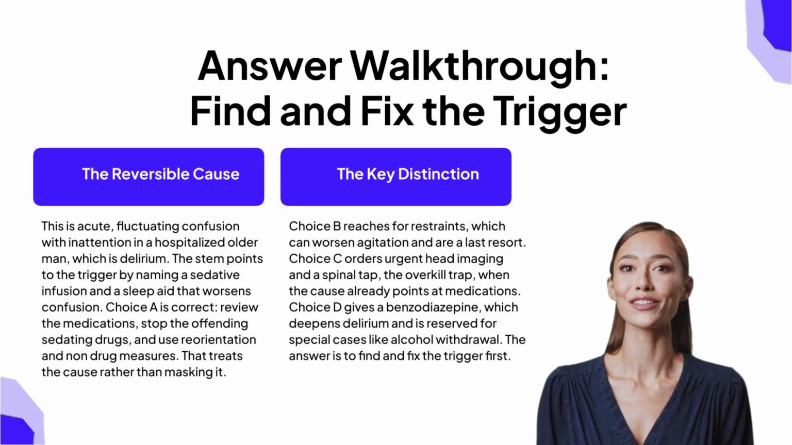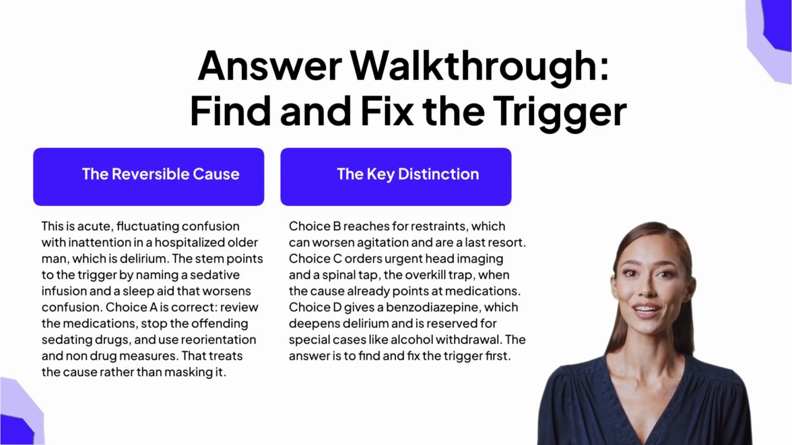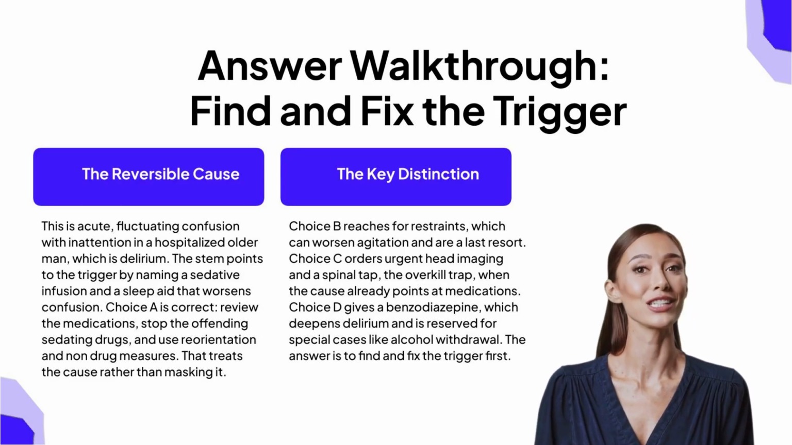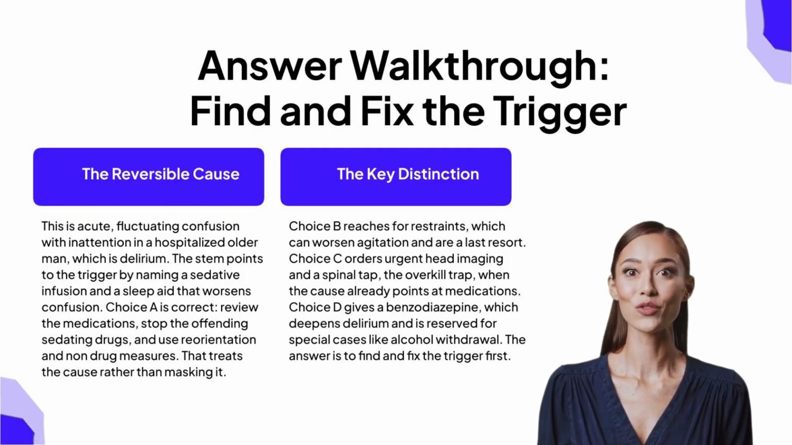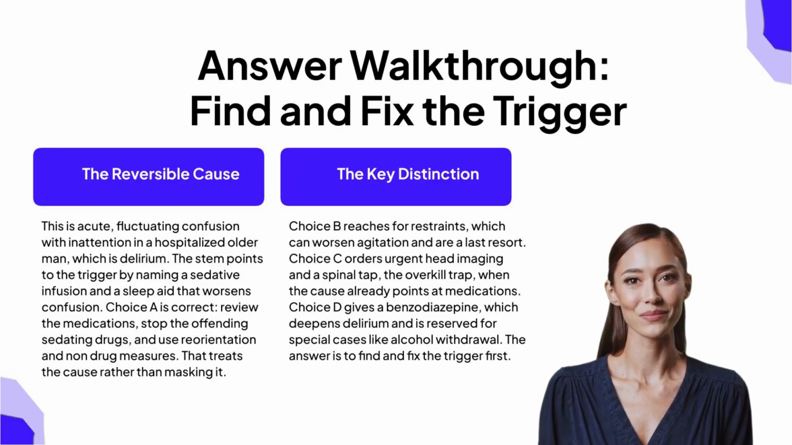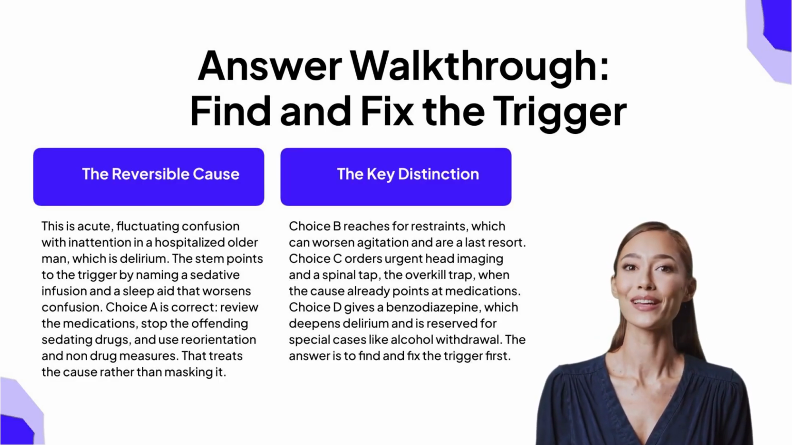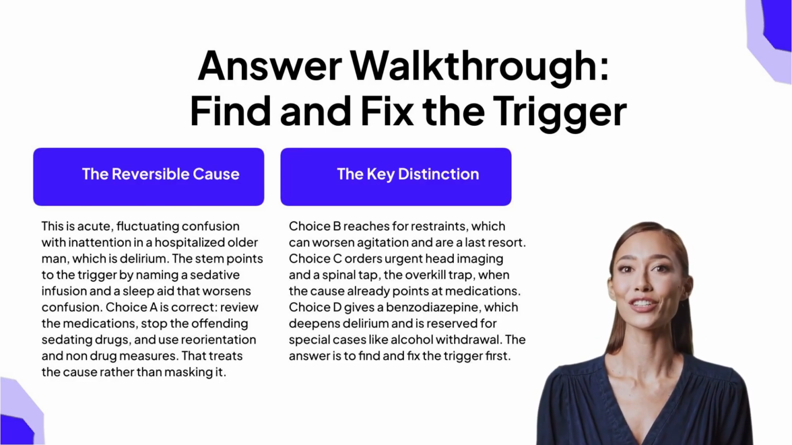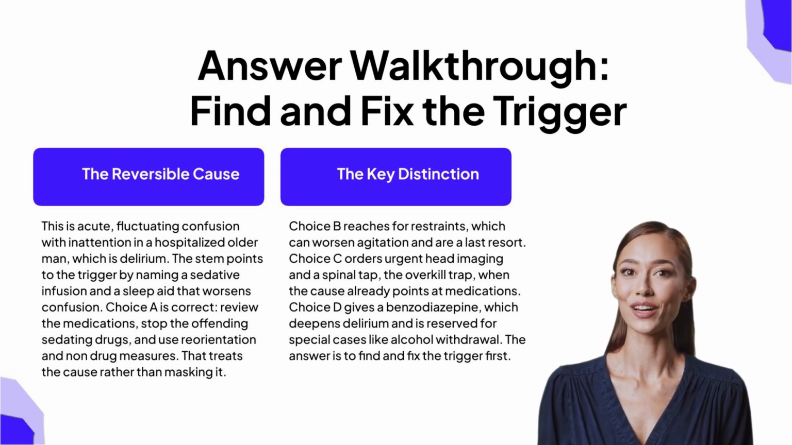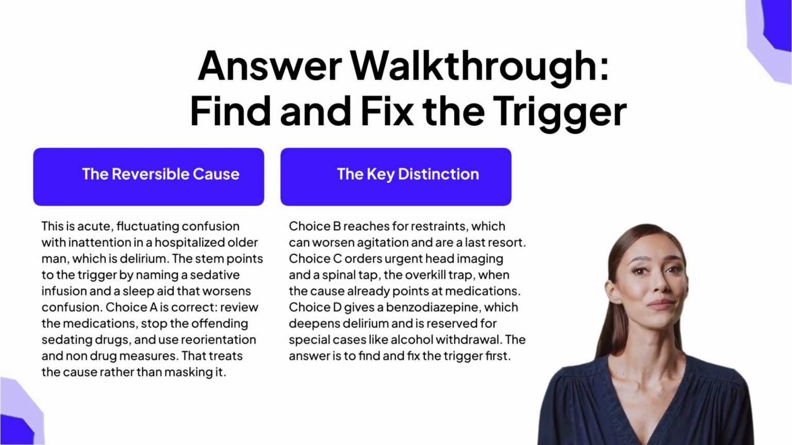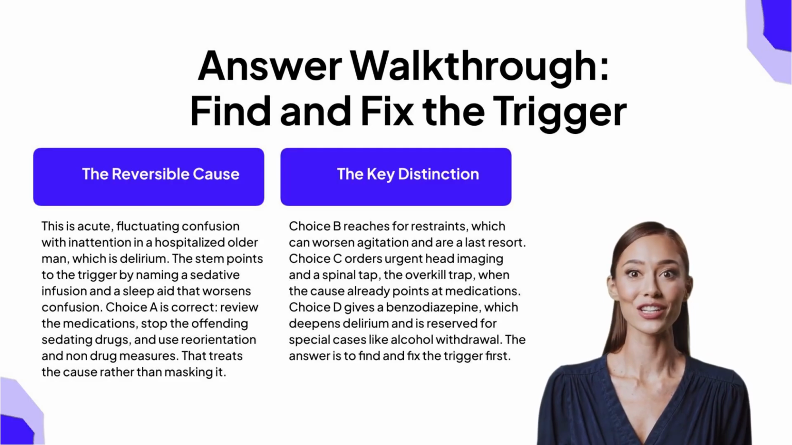Now, the distractors. Choice B reaches for restraints, which can worsen agitation and are a last resort. Choice C orders urgent head imaging and a spinal tap, the overkill trap, when the cause is already pointing at medications and there are no focal findings. Choice D gives a benzodiazepine, which deepens delirium in most patients and is reserved for special situations like alcohol withdrawal. The answer is to find and fix the trigger first.